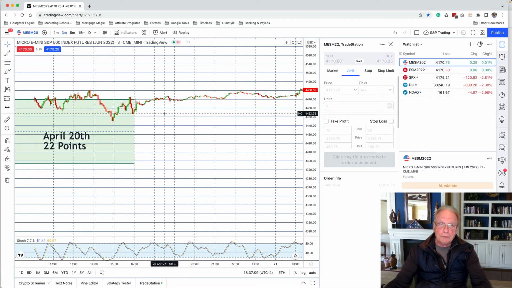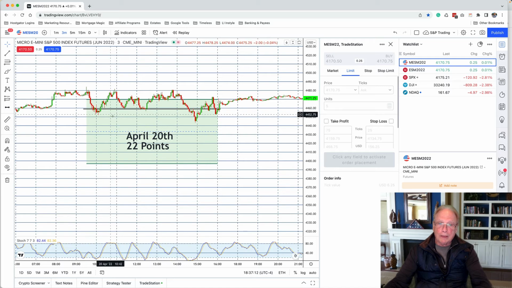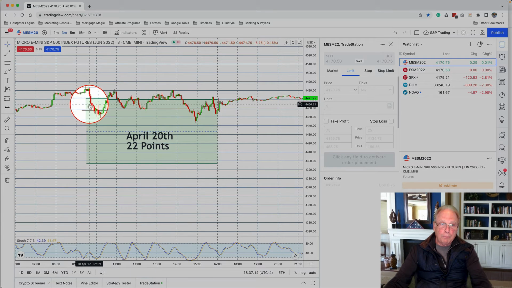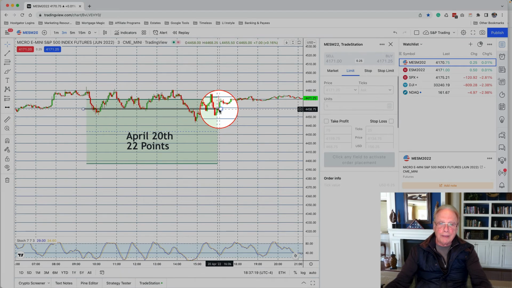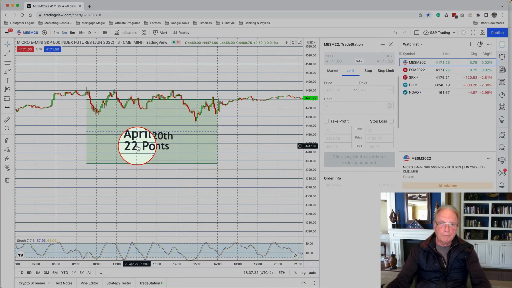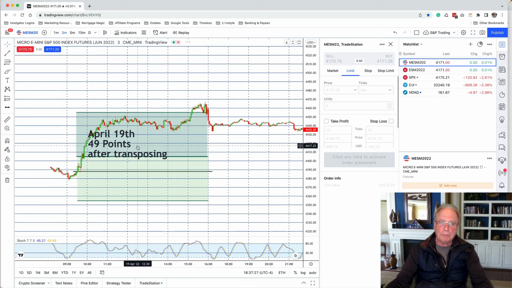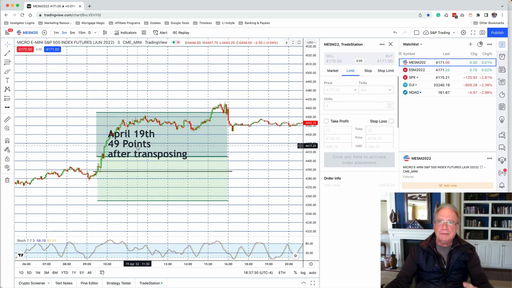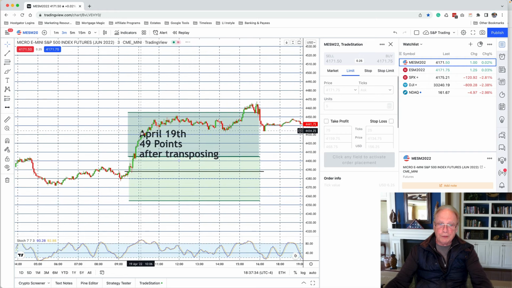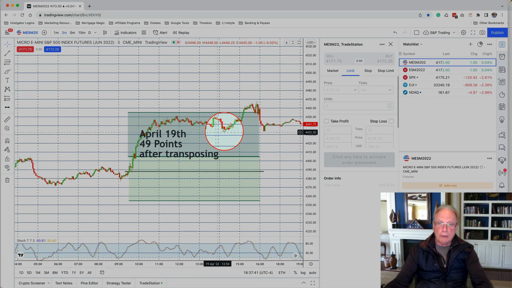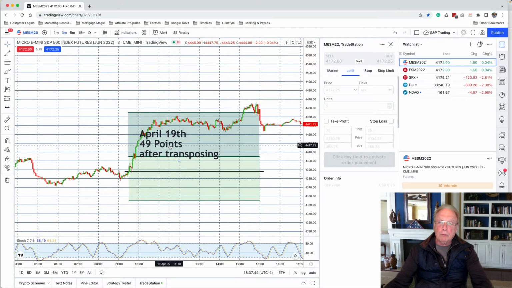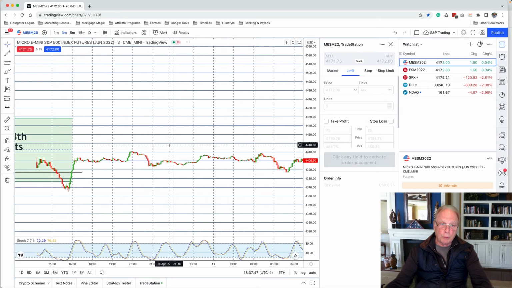Let's go back another day. These are consecutive trading days. April 20th. The market opened right over here at 44.78. Holding on for the day yielded a 22-point profit. These are blind trades based only on my previous day's calculation. Remember, I do these trading zone calculations the evening before. So this trading zone on April 19th, and this required transposing as well, hopping on in the beginning and holding on through the day, the trade was good for 49 points after transposing.